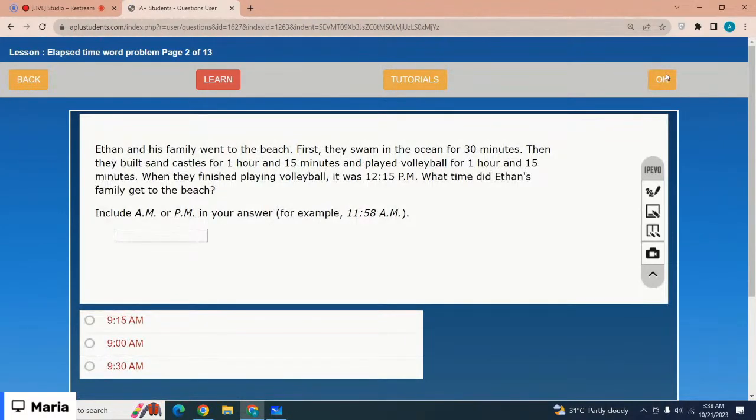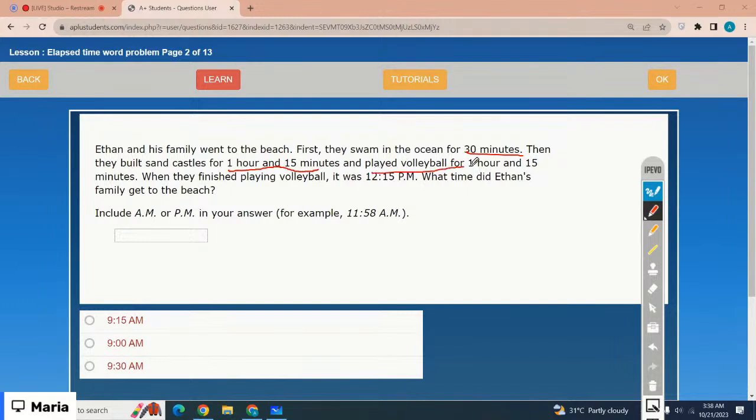Okay, Ethan and his family went to the beach. First, they swam in the ocean for 30 minutes. Then, they built sand castles for 1 hour and 15 minutes and played volleyball for 1 hour and 15 minutes. When they finished volleyball, it was 12:15 p.m. What time did Ethan's family get to the beach?